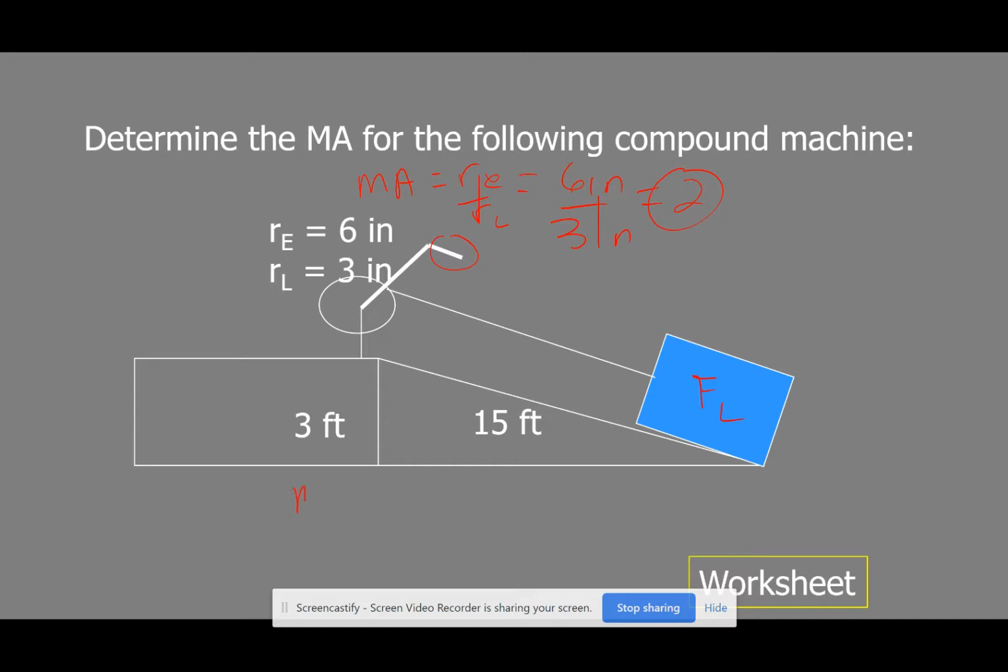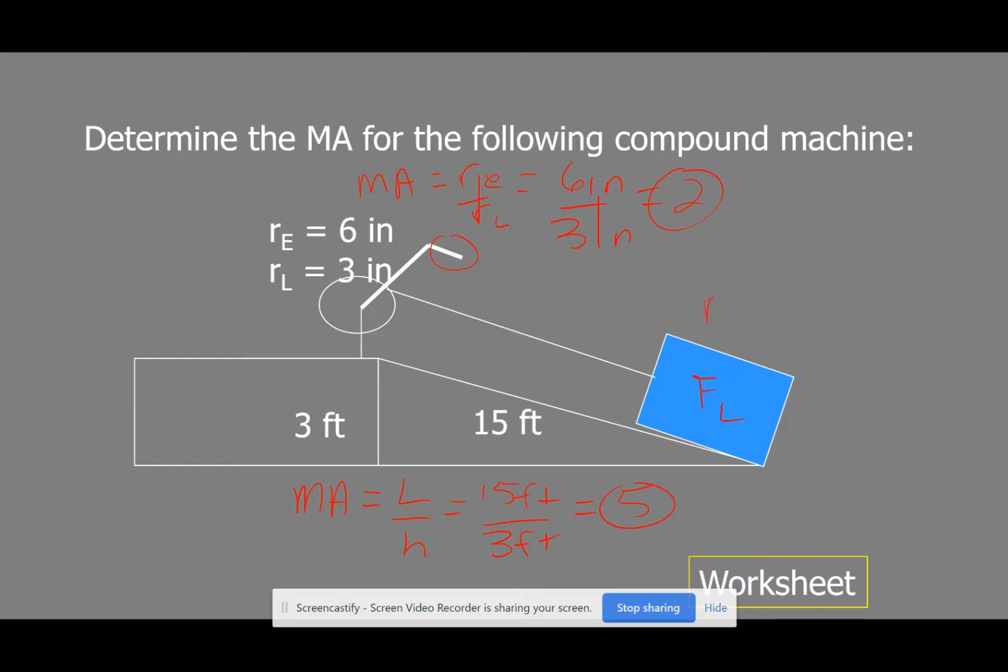Down here, the mechanical advantage for my ramp is equal to length over height. Length over height. The length is 15 feet. The height is 3 feet. 15 over 3 is 5. So the mechanical advantage of my ramp is 5.